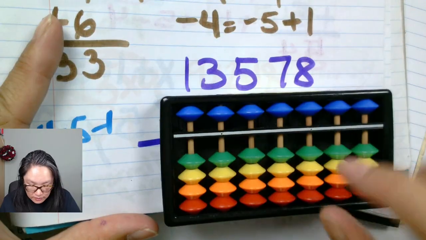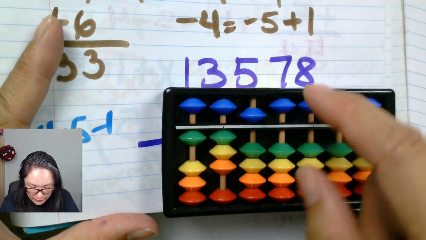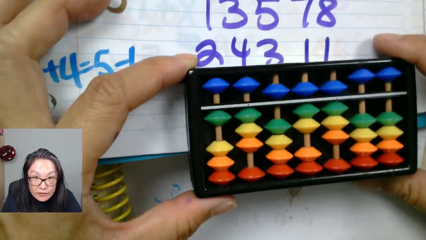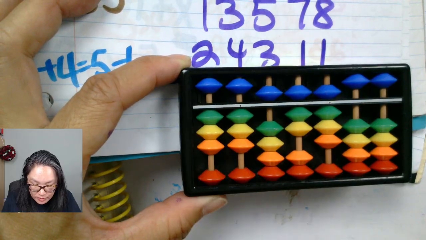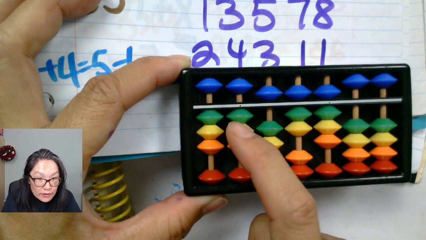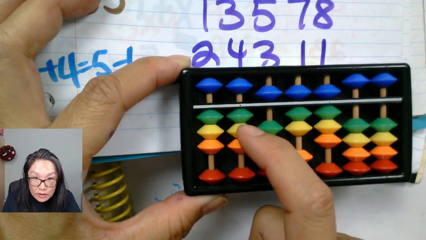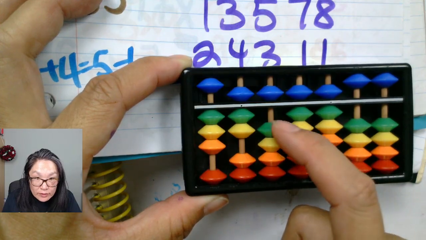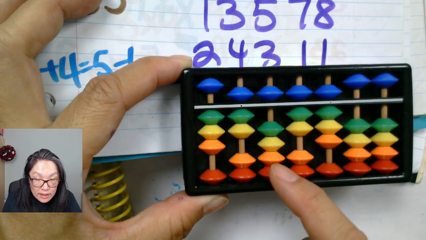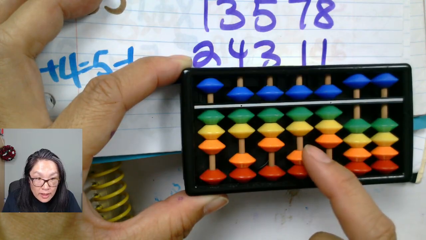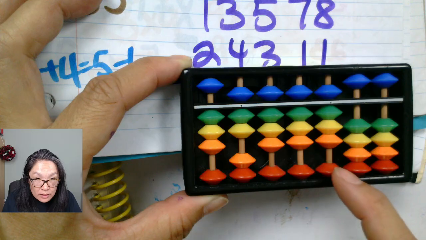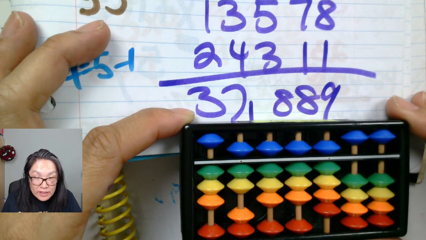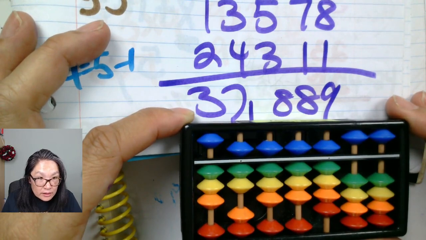1, 3, 5, 7, 8. And then what? Plus 2? Is there enough to plus the 2? Yes, there is. Plus the 2. Plus 4. How do you add the 4? To add the 4 is plus the 5 minus 1. Can you add the 3? Yes. Add the 3. Add the 1? Add 1. So my final answer is 37889.